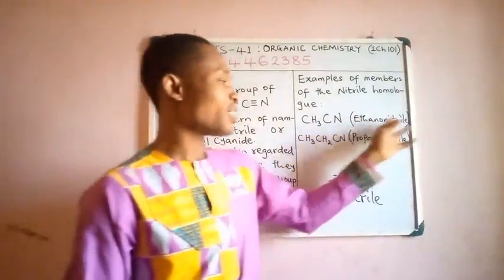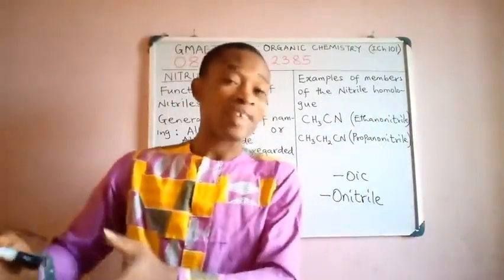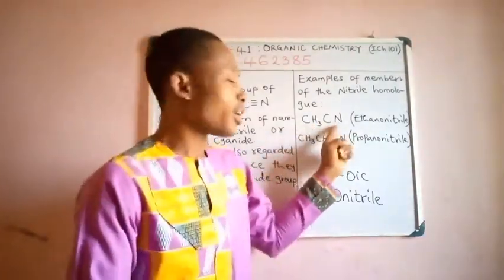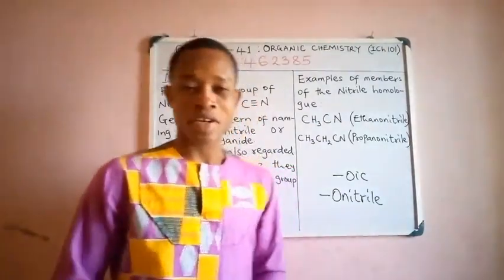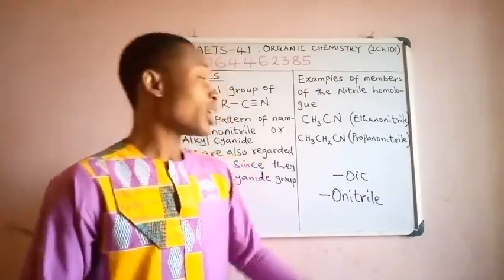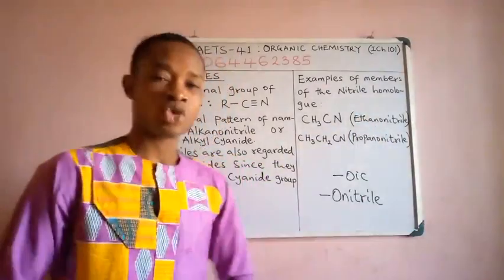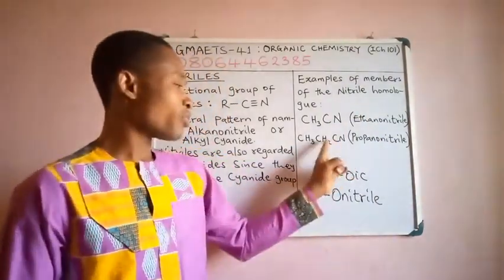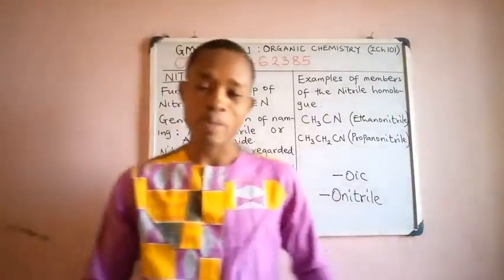Knowing that CH3 is a methyl attachment on the cyanide group, we can call this ethanonitrile following the alkanonitrile naming, or we can call it methyl cyanide following the alkyl cyanide naming. But in this lesson and video, we are going to use the alkanonitrile naming. Then this is propanonitrile. You can see we have 3 carbons here, giving us propanonitrile.